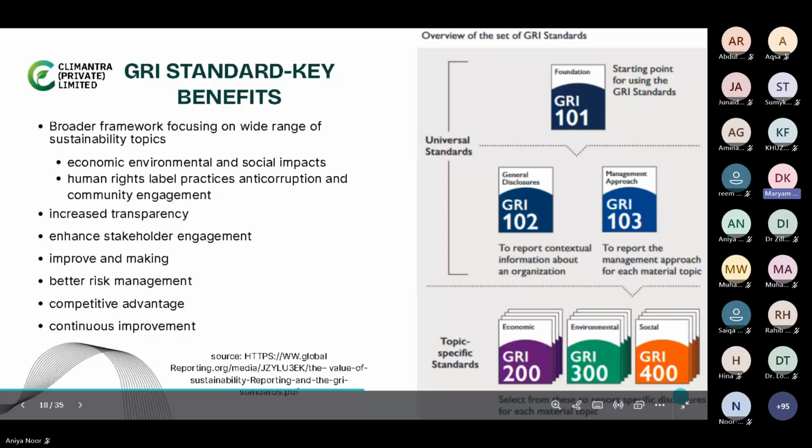And while submitting these reports, it increases transparency and also creates your good image. Then it enhances stakeholder engagement as well, because you have to engage all your stakeholders and take their opinion too. Then it gives better risk management and competitive advantage, and continuous improvement. These are the general benefits. But if you write this report, you also come to know how much you have improved in your sustainability compared to last year. So it also gives you the benchmark.